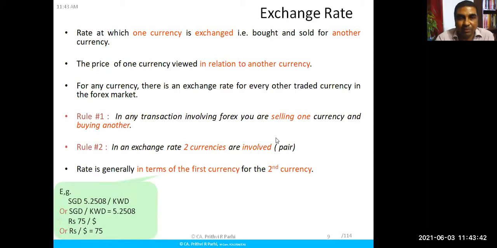Okay, you already know in any transaction involving foreign exchange, we are buying one currency and selling another currency. Yes or no? We are buying one currency and selling one currency. That concept we have already understood.